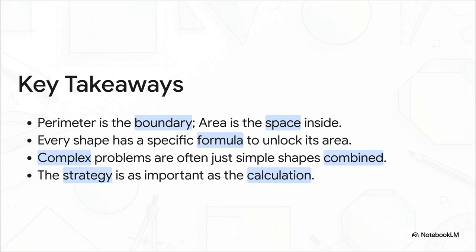So what are the big things to remember from all this? First, that core difference: perimeter is the boundary around a shape. Area is the space inside it. Second, every shape has its own special formula, its own key to unlocking its area. Third, always be on the lookout for the simple shapes that might be hiding inside a more complex problem. And finally, don't forget that having the right strategy is just as important as knowing the right formula.